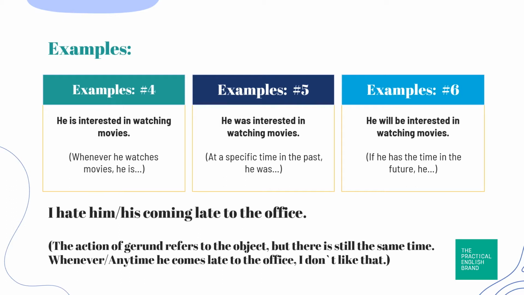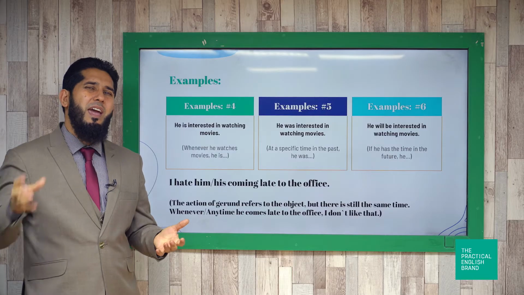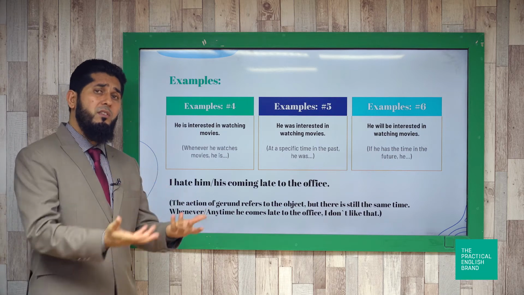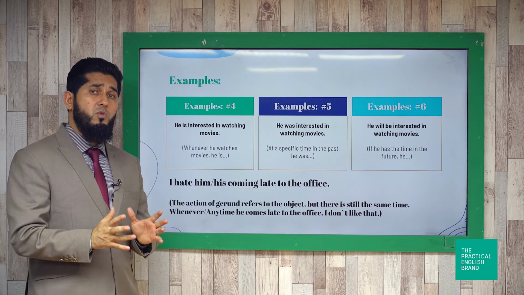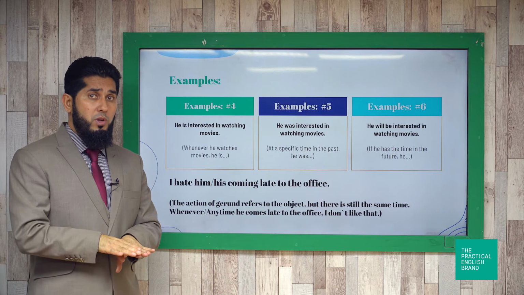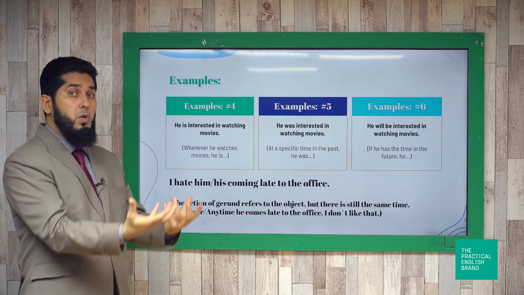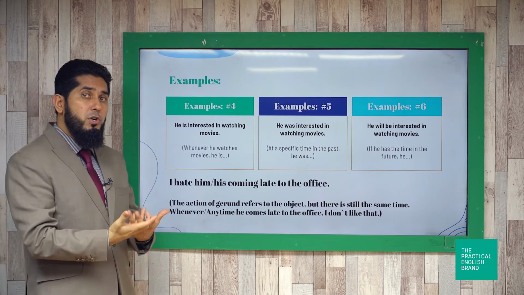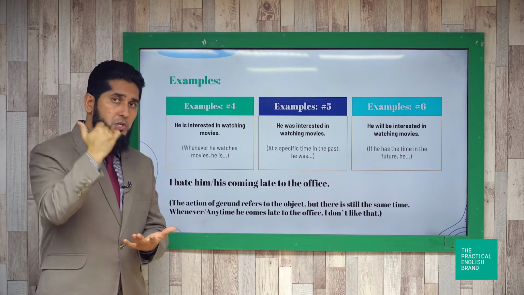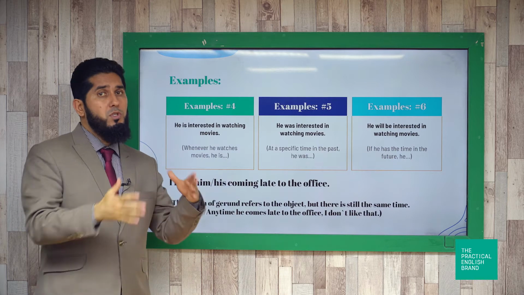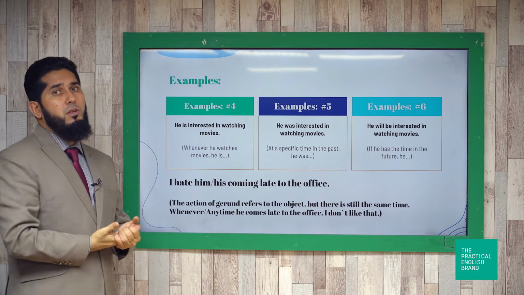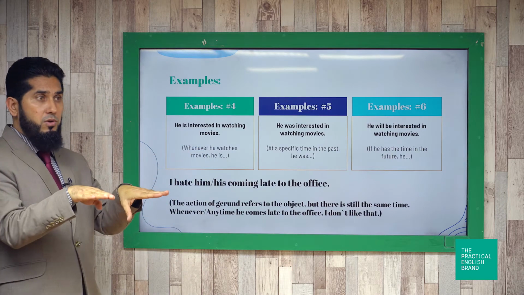So now, example number 6, he will be interested in watching movies. If he has the chance or the time in the future to watch movies, he will be interested in movies in the future. So in this case, the times of both verbs are the same. They are both in the future, okay? Again, the times are the same.